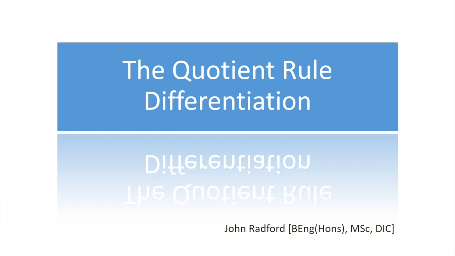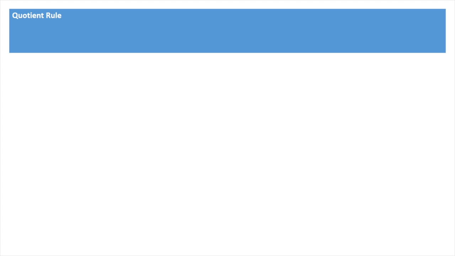In this video, we learn about the quotient rule for differentiation. Now, the quotient rule is a method for differentiating the quotient of two functions. And what that really means is that it's a method for differentiating one function being divided by another.